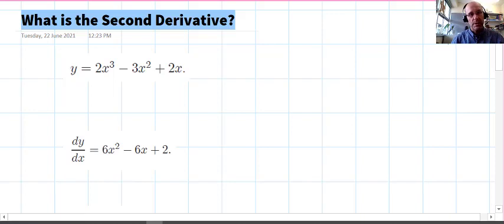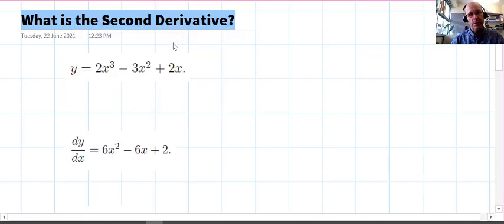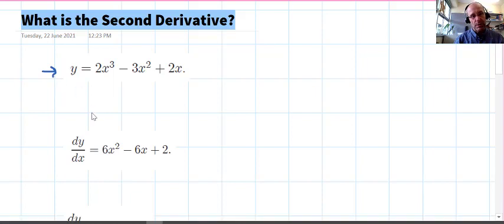Okay, so what is the second derivative? Well, it's important to know this for a number of reasons. We're going to look at how firstly in this video. What is the second derivative? Well, let's find it for y equals 2x cubed minus 3x squared plus 2x, this polynomial here.